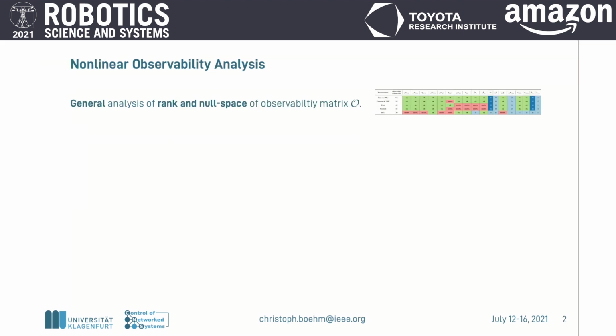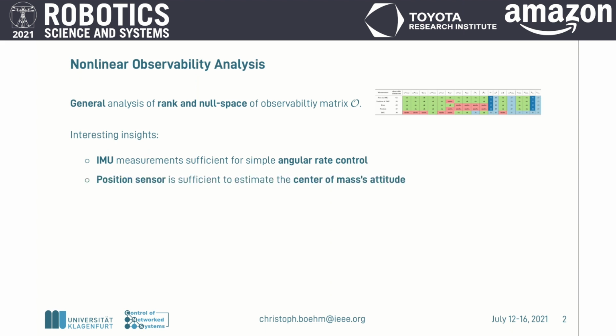A general rank and null space analysis of the observability matrix O reveals the system model's observability properties. We analyze different combinations of pose, position, and IMU measurements with 1, 4, 6, and 8 rotors. It shows that IMU measurements already make a subset of states observable that allow for simple angular rate control. Using a pose or position sensor makes most of the state vector observable, except for the sensor self-calibration states not used. Interestingly, a position sensor is sufficient to estimate the center of mass attitude.